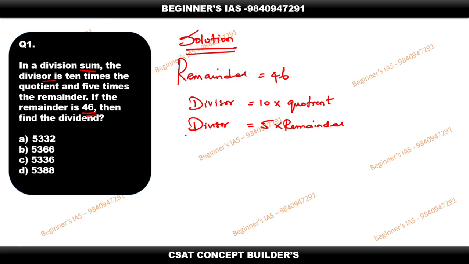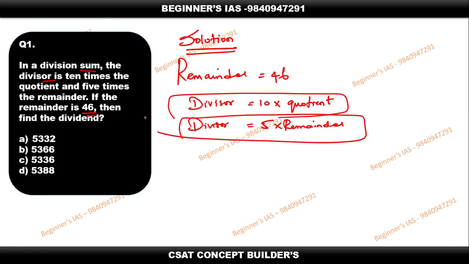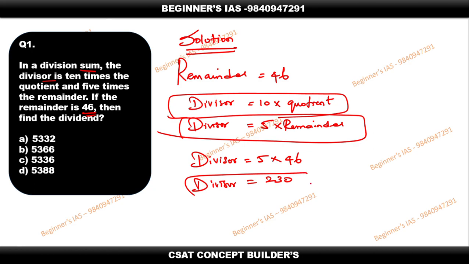So after making these things easy, you can find it. Since I know the remainder, simple. Therefore, divisor is equal to 5 times the remainder. So this is 46. 5 into 46 is nothing but 230. So you have found the divisor. Next thing, what you need to find out? The quotient. So here, how to find out the quotient?